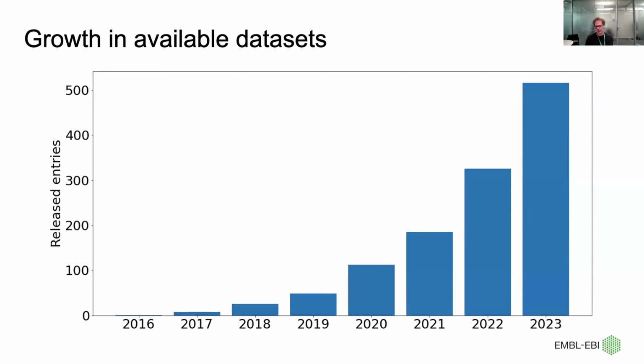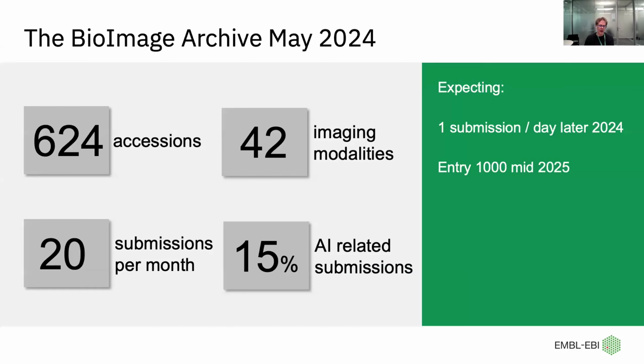Again, if you do the model fitting, it's not exponential, but it's more than linear. As of, I think, this morning, when I updated this slide, there are a little bit over 600 data sets, with lots of different imaging modalities, counting by the ontology that we use. And at the moment, we get about 20 submissions a month.